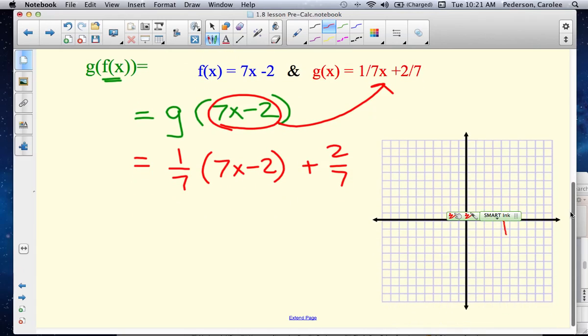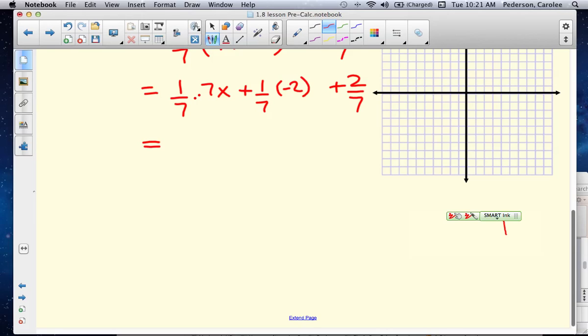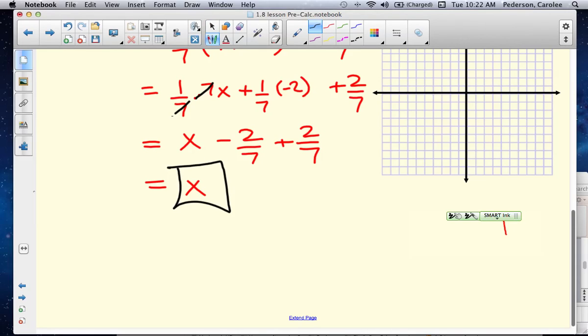So what did you do next to simplify this equation? Distribute the 1/7. Thank you. Distribute the 1/7 through. So 1/7 times 7x, and then 1/7 times negative 2, and then I have 2/7 at the end. The 7s will cancel. Left with 1x. Then 1 times negative 2 is negative 2 over 7 plus 2 over 7. Negative 2/7 plus 2/7 cancels, and I'm left with x. Did I prove that these two functions are inverses of each other? Yes. My f of g and my g of f are both the value of x.